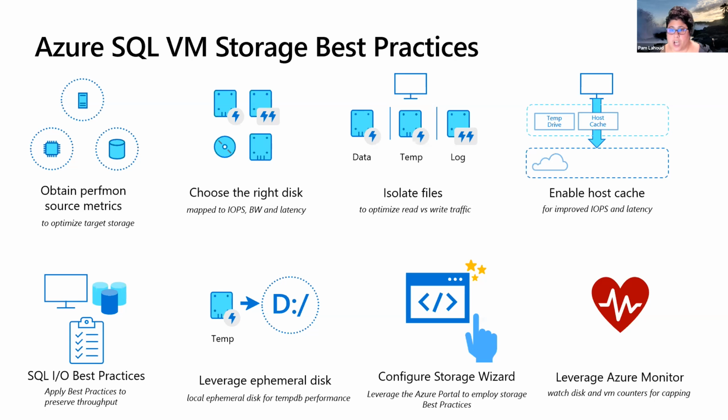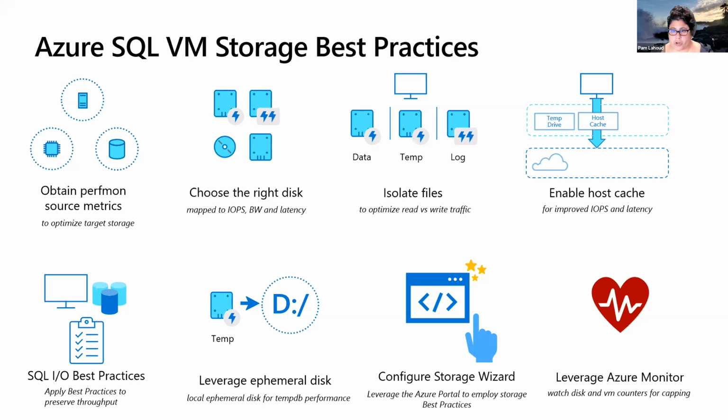Enable the host cache. Otherwise, you are leaving money on the table. If your VM supports host caching, turn on read-only caching for your data drives, okay? Follow all the SQL IO best practices you've always been following. They are all the same. The 64K block size, all of that stuff, none of that has changed. That's all still very important and even more relevant in Azure, where you're renting hardware, right?